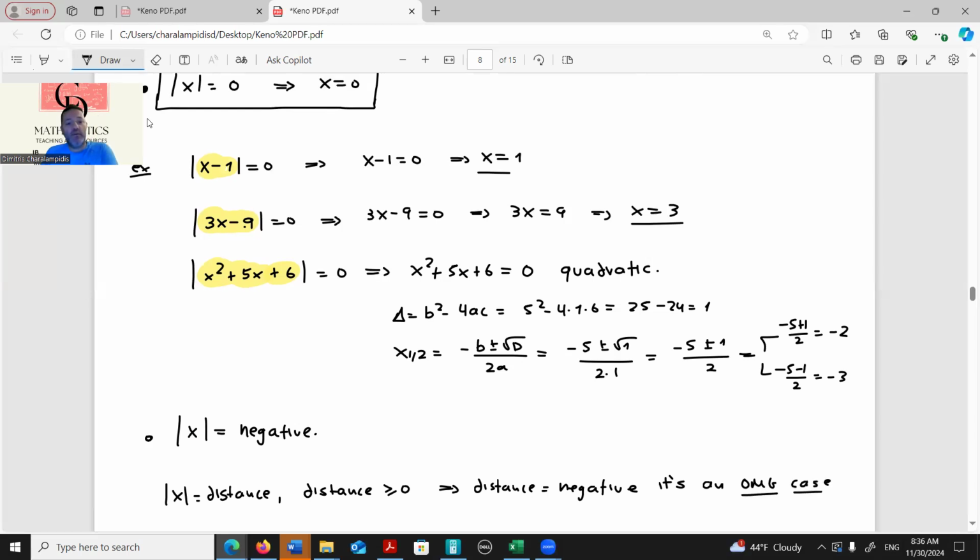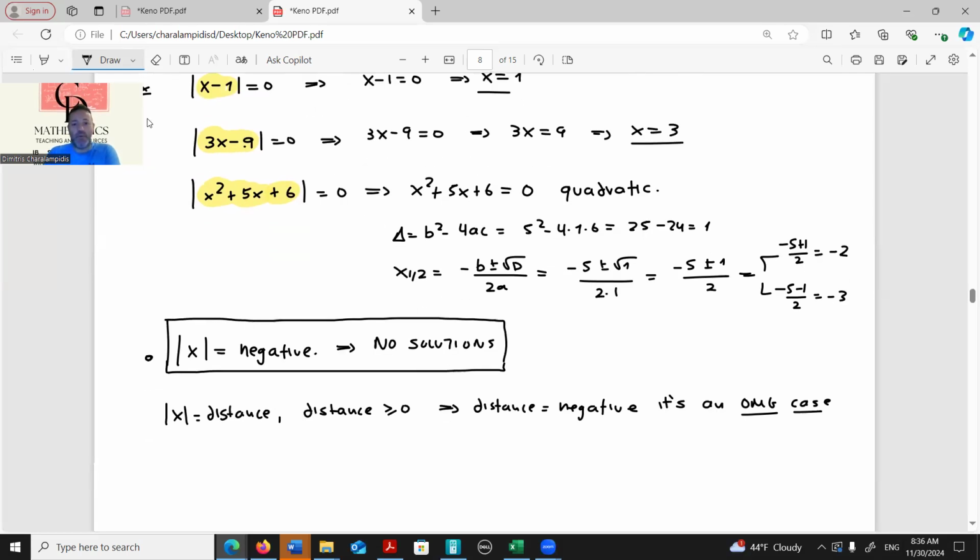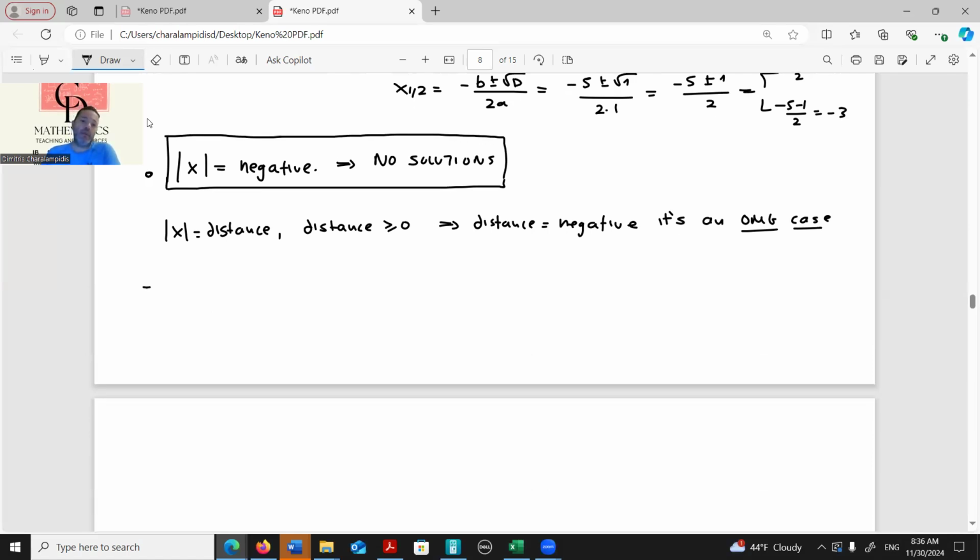So absolute value of x is negative. This only means no solutions. Again, regardless of what lies between the absolute values. For example, absolute value of x squared minus 1 equals -3. No solutions. Absolute value of (x minus 1) over (2 minus 6x) equals -1. No solutions. There will never be any solutions.